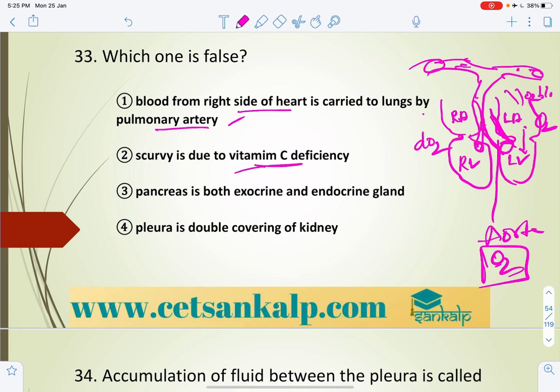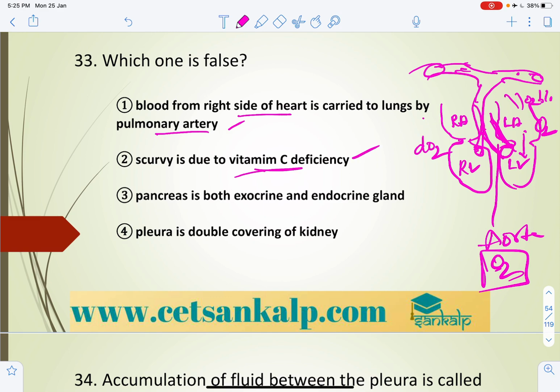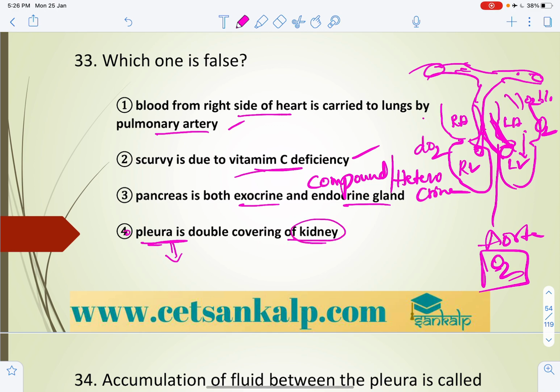Scurvy is due to vitamin C deficiency. We discussed that in the digestion chapter. That is also correct. And pancreas, both exocrine and endocrine, that we also discussed. That is a compound or heterocrine gland. Pleura, just now we discussed, is the double walled membrane sac-like structure which covers the lungs. Kidney is what they have given, so that is the wrong answer.